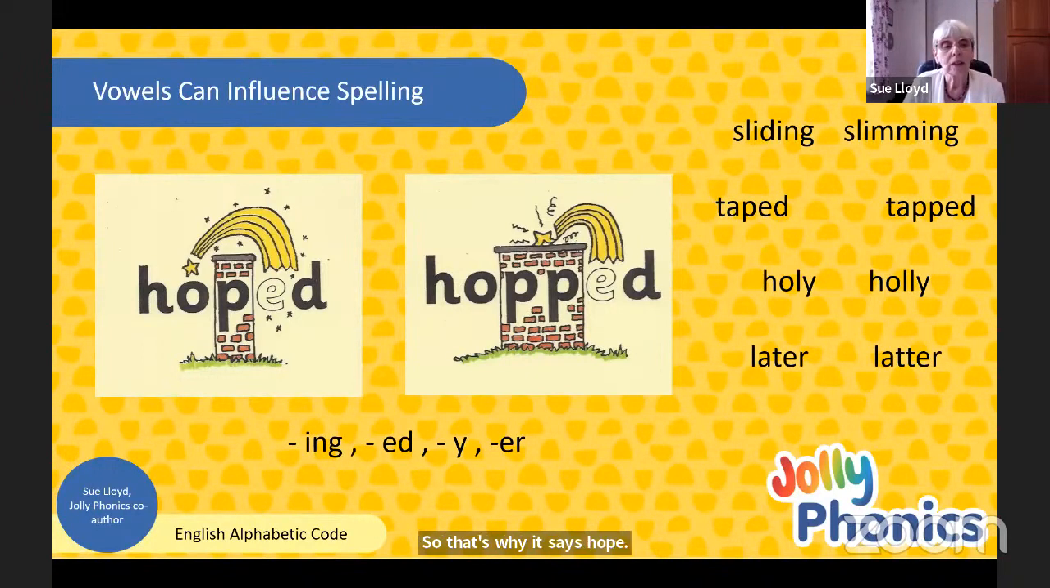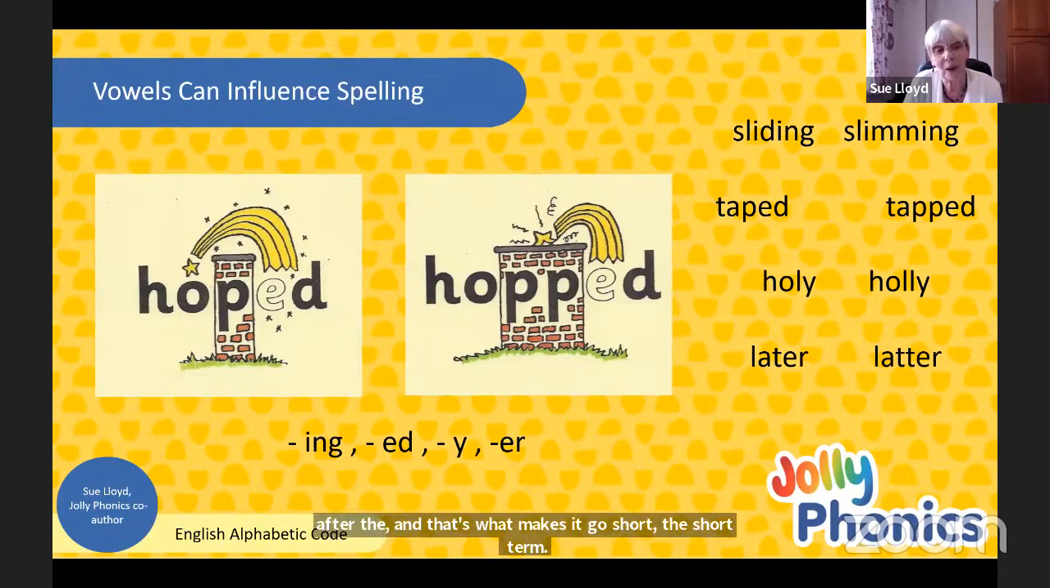But if you want to say hopped, then you have to make sure you've got 2 consonants. The children imagine it like a big wall with 2 consonants. The magic can't get over the top. So they think this is amusing, but it just illustrates the rule. You have to have 2 consonants after the vowel, and that's what makes it the short vowel. If it's just one, it's the long vowel then.